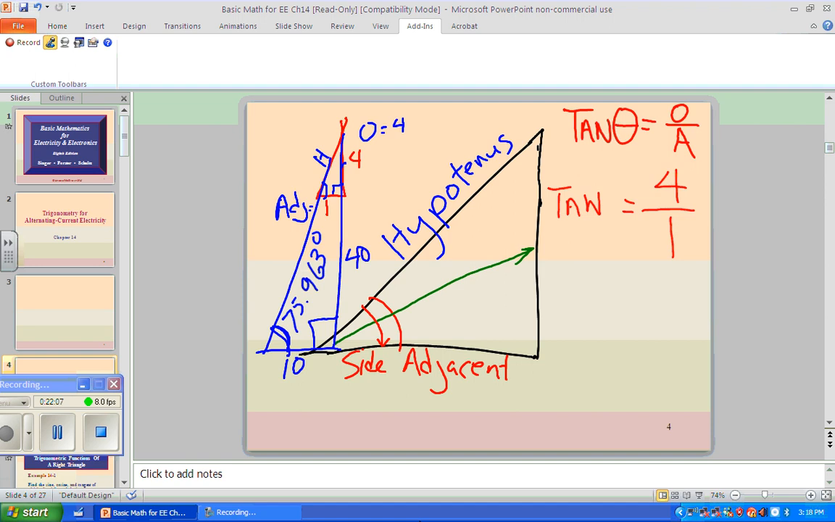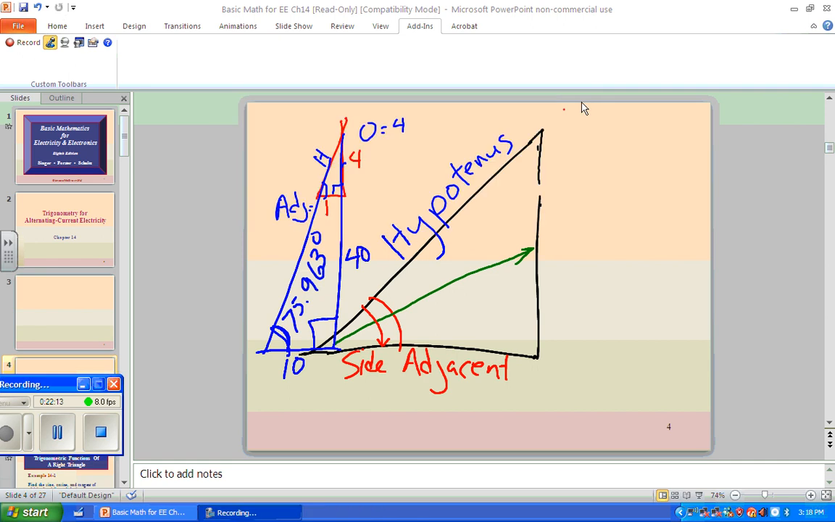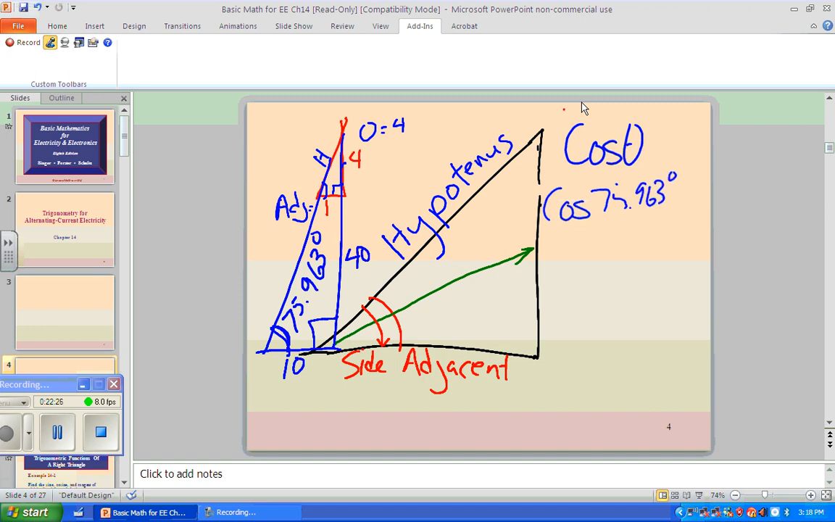Let's take the cosine of this thing now. Let's get rid of this stuff. And let's put in the cosine of theta. Now we know what theta is, so that's no longer a mystery. So cosine of theta is cosine of 75.963 degrees. Now that's in your calculator, so don't take it out. Don't hit anything else. Just leave it alone for a second. It's equal to adjacent over hypotenuse, right? Well, look at this. Isn't this a number? It is a number, right?